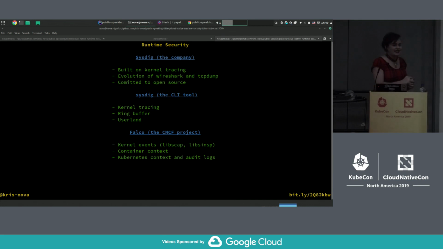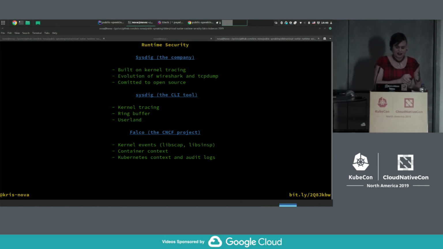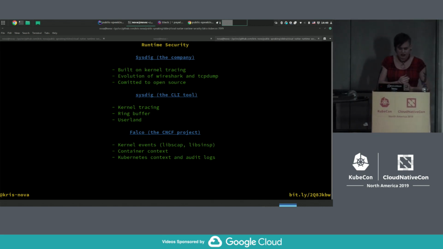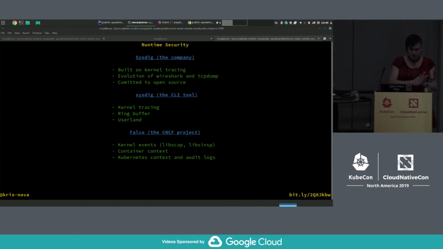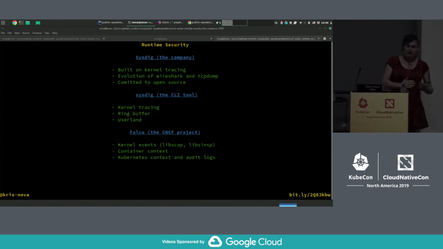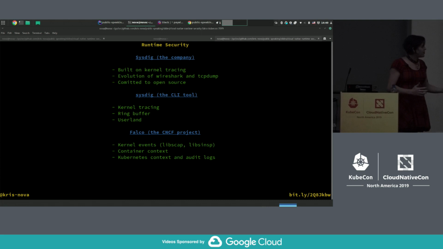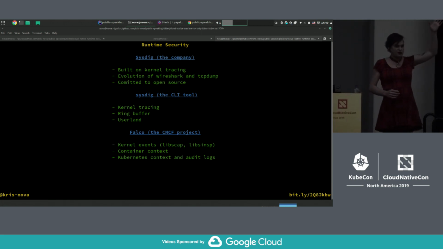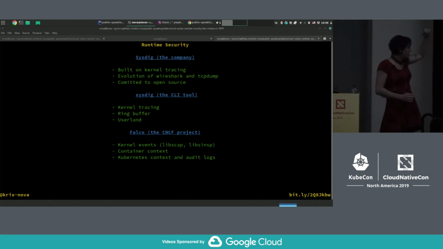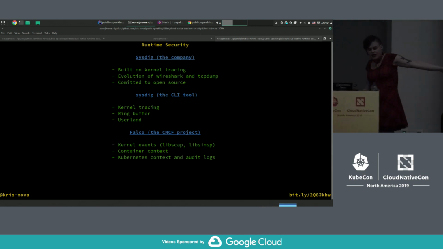So Falco is a CNCF project. It basically uses these two open source libraries called libscap and libsinsp. And we are able to take kernel metrics and enrich them and go a step further with the Docker context. If you're using Docker or CRI-O context, we're able to pull meta information out of the system and enrich our kernel tracing events with that. And then we're also able to do that with the Kubernetes meta information and audit logs as well.